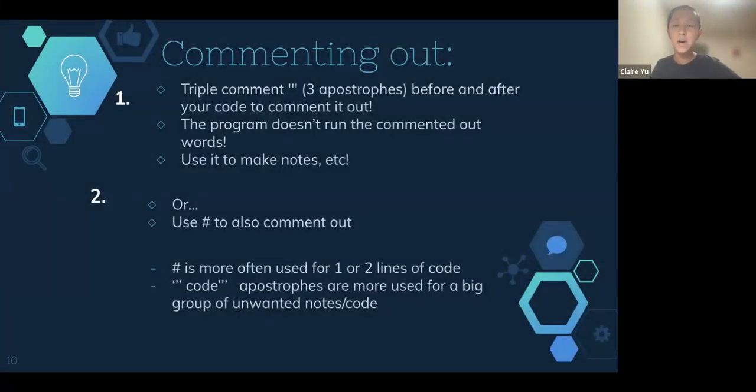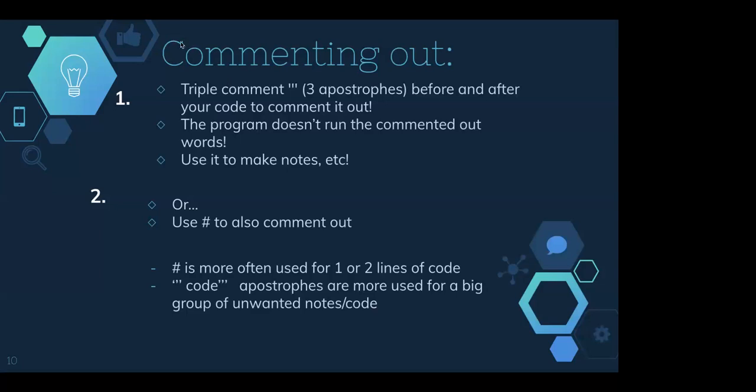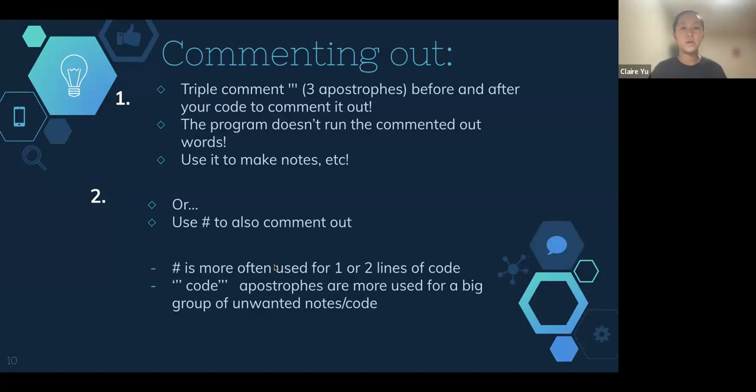Okay, commenting out. Commenting out is used when you want to make notes in your program, or write a phrase, or write instructions, or write comments that don't actually run in the program. So you can use 3 apostrophes or hashtags. I'll be going over this more once we get started writing code in Replit.